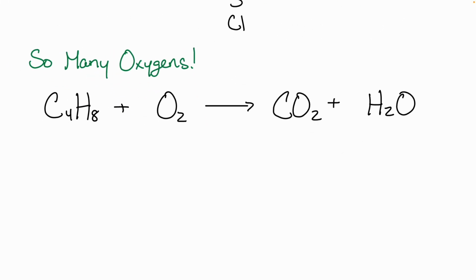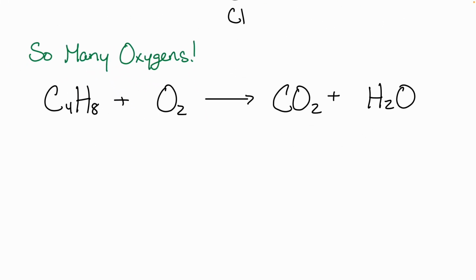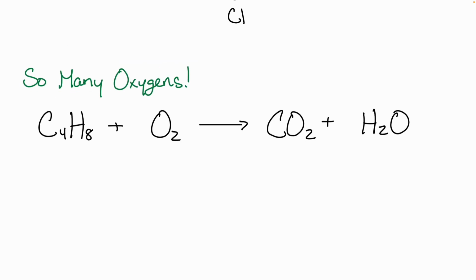Okay, so in my next one here, what makes this one tricky is that there are so many oxygens. And what do I mean by that? I mean both of my products contain an oxygen atom. So as soon as I change the coefficient on one of them, it changes the total for that side, right? So that means balancing my oxygens is going to be a little bit of a pain. So if we have so many of one particular element, save it for the end.